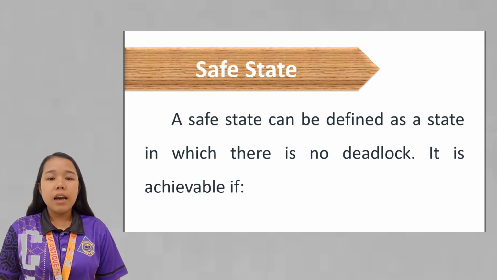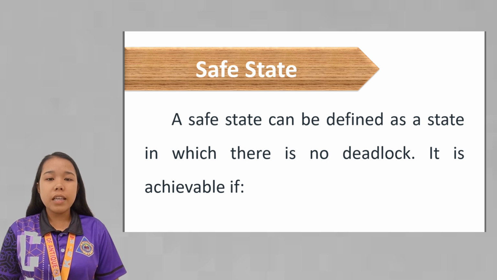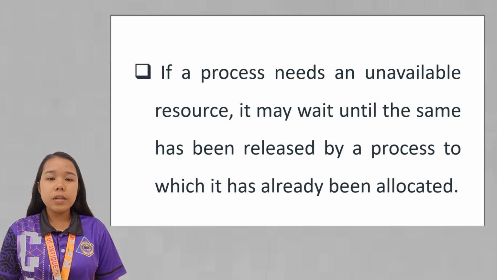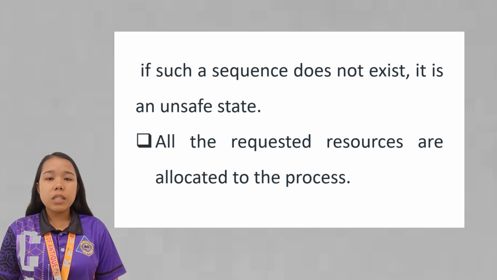Safe state. A safe state can be defined as a state in which there is no deadlock. It is achievable if a process needs an unavailable resource. It may wait until the same has been released by a process to which it has already been allocated. If such a sequence does not exist, it is an unsafe state. All the requested resources are allocated to the process.